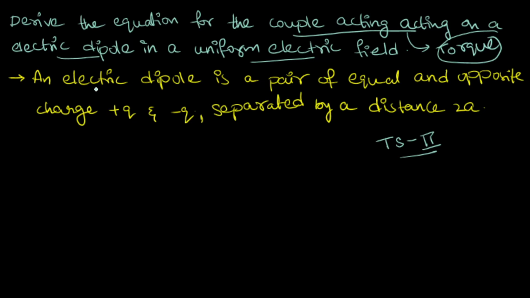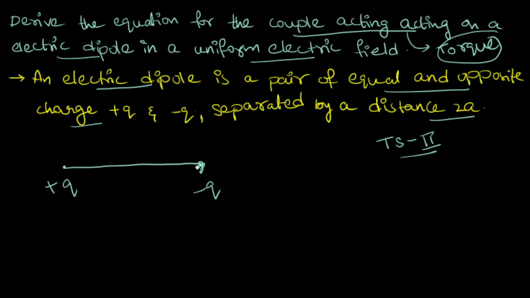And what is an electric dipole? It is a pair of equal and opposite charges. That means one of the charges is a positive charge and the other is a negative charge. These charges are separated by a distance of 2a. The distance between these two charges is 2a. This acts as an electric dipole.